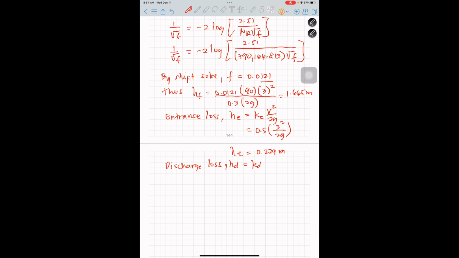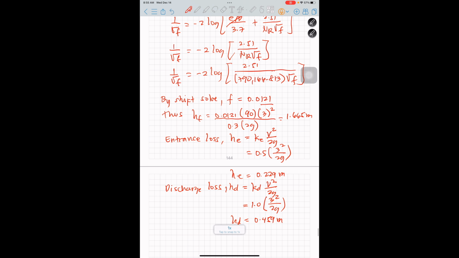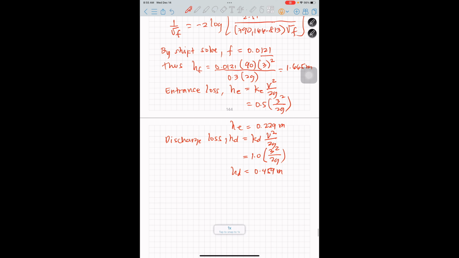For the discharge loss, let's have this as our HD. KD is equal to 1, so that is 1 times the velocity head. Your velocity is 3 squared divided by 2G. So your HD is equal to 0.459 meters. You will substitute all of these head losses into the equation for our total head loss.